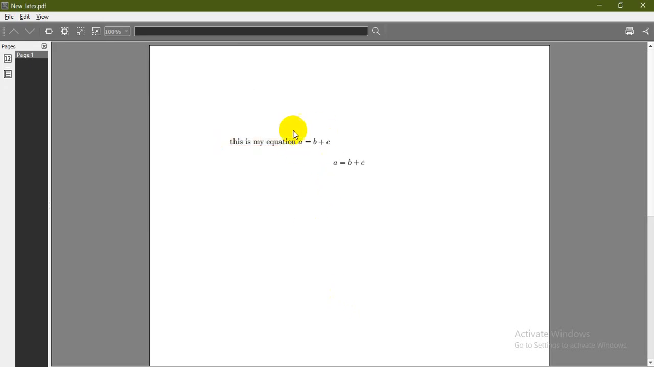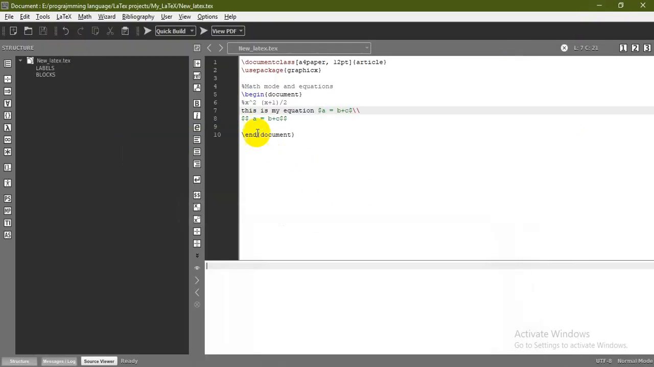You see that A and B are on the same line. While in the math mode, if I remove this and place them on the same line, what do you realize? Let's try and see what happens.